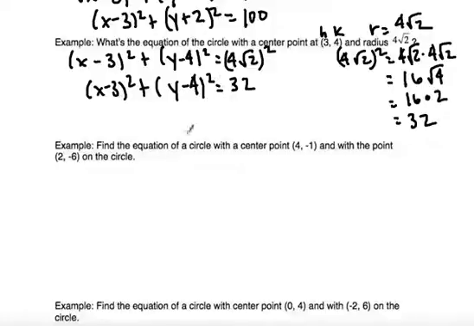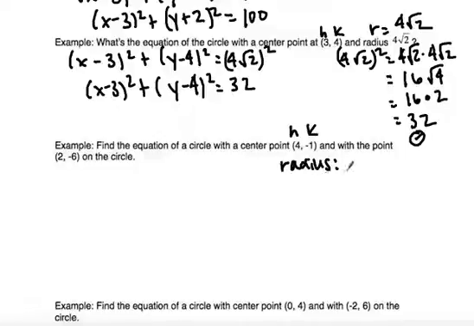The next example says, find the equation of a circle with a center point at (4, -1) and with the point (2, -6) on the circle. It gives me my center point, which is my (h, k), but it doesn't tell me the radius, which I need in order to write the equation of a circle. So I'm going to have to figure out the radius. Remember the radius is the distance from the center of the circle to the outside. So I'm going to use my center point and the point on the circle, and do the distance formula.